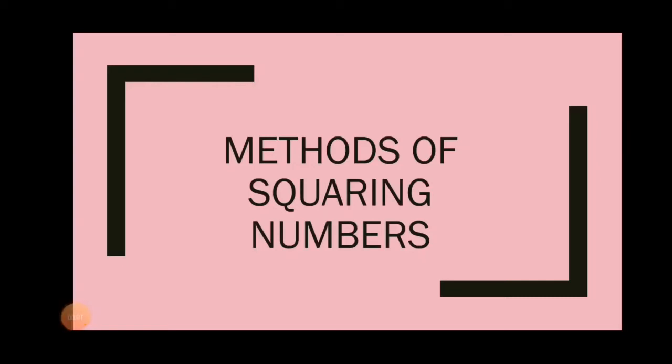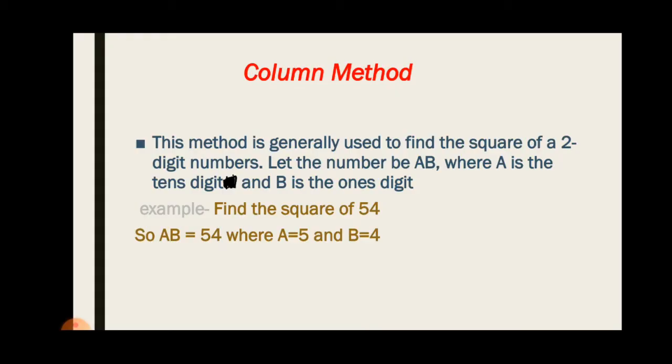Class 8, Chapter 3, Square and Square Root. Topic: Method of squaring numbers. Column method. This method is generally used to find the square of a two-digit number. Let the number be AB, where A is the tens digit and B is the ones digit.